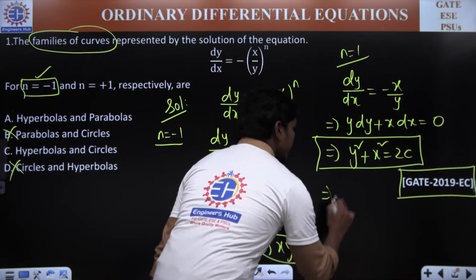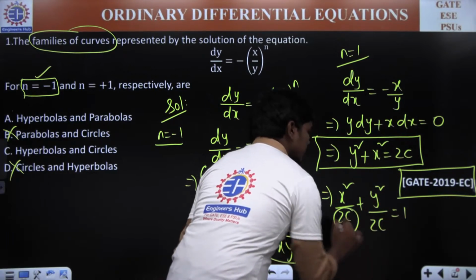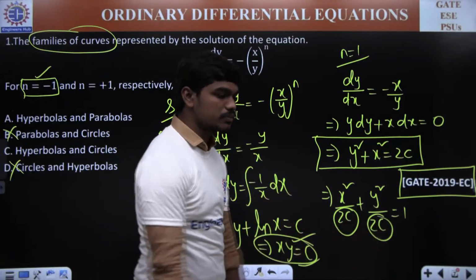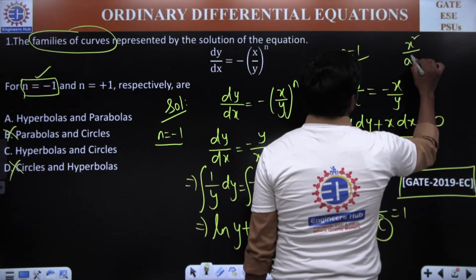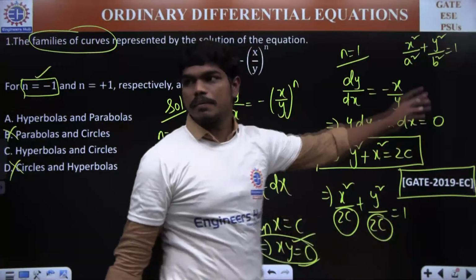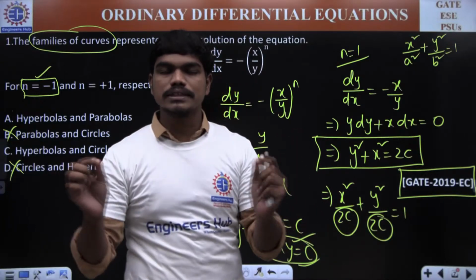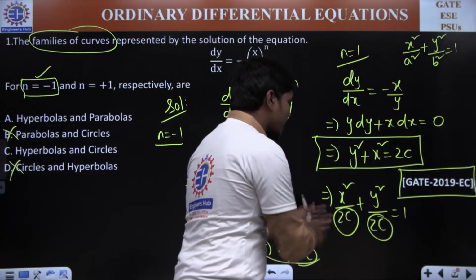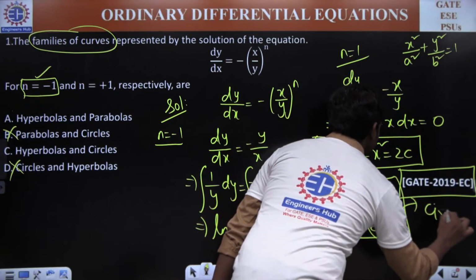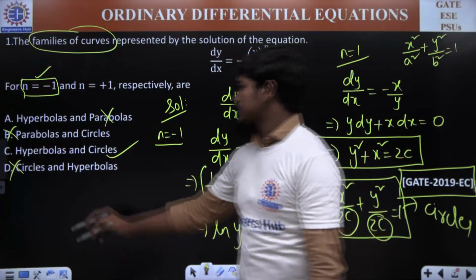Even if you shift this, you will get x square by 2c plus y square by 2c is equal to 1, and this is nothing but the square of the length of the semi-major axis, and this is the square of the length of the semi-minor axis, because the general ellipse equation is x square by a square plus y square by b square is equal to 1. So a represents the length of the semi-major axis and b represents the length of the semi-minor axis, and a circle is a special case of an ellipse when the lengths of the semi-major and semi-minor axes are the same, and this is the case you have seen here. So this represents undoubtedly some family of circles, correct? So parabolas is wrong and circles is correct. So hyperbolas and circles. Option C is the correct answer.